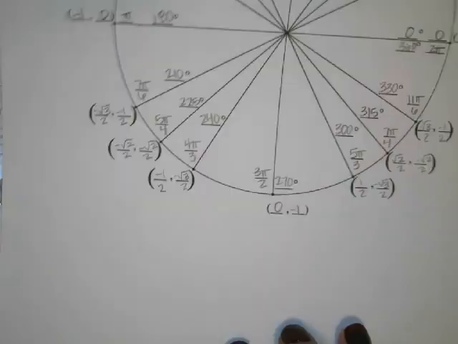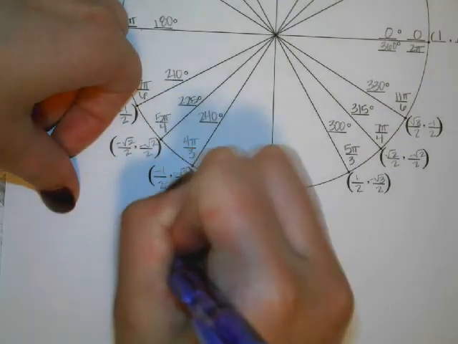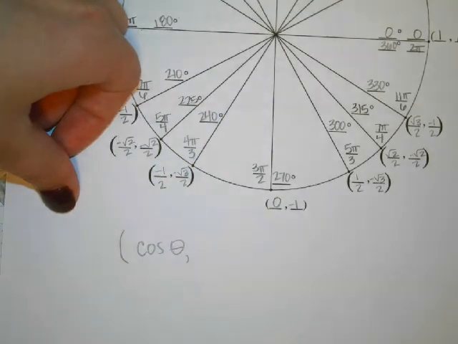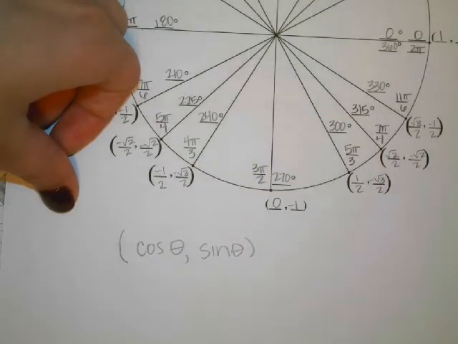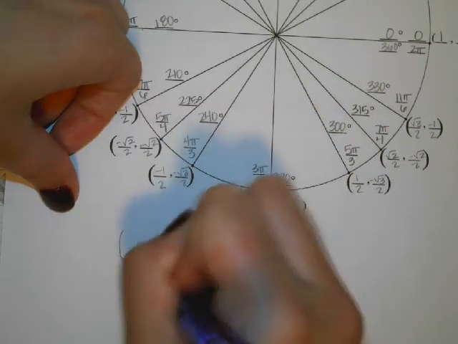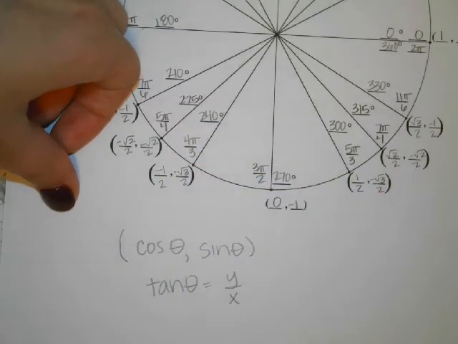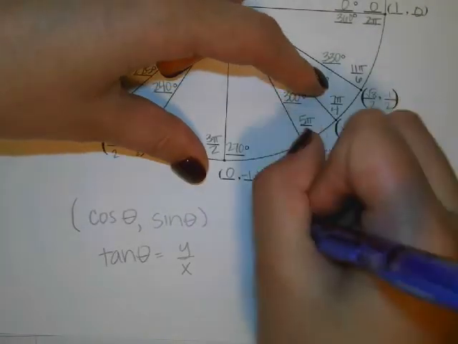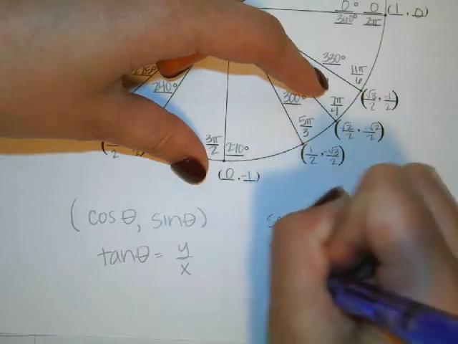So a couple things that we want to remember is that on the unit circle, the x-coordinate is cos, evaluated at that angle. The y-coordinate is sine, evaluated at that angle. And then tangent, evaluated at that angle, is the y-coordinate divided by the x-coordinate, or you could say sine divided by cosine. And then we do have three other trig functions. We have secant, cosecant, and cotangent.